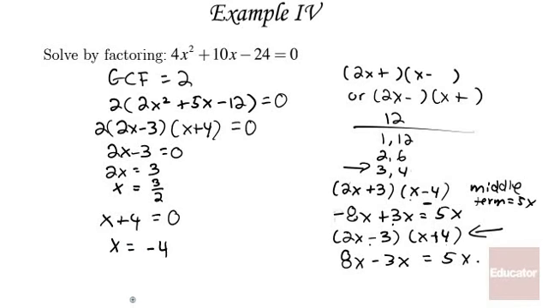So I have two solutions: x equals 3/2 and x equals negative 4. I solved this by pulling out the greatest common factor, then factoring this trinomial into this, and using the zero product rule to give me 3/2 for a solution from here, and x equals negative 4 for a solution from here.